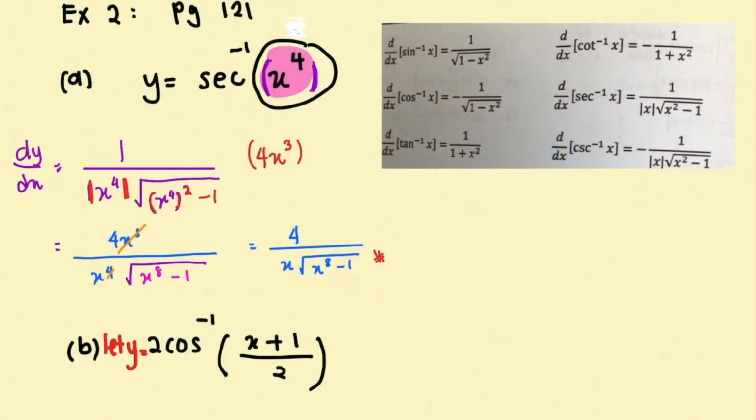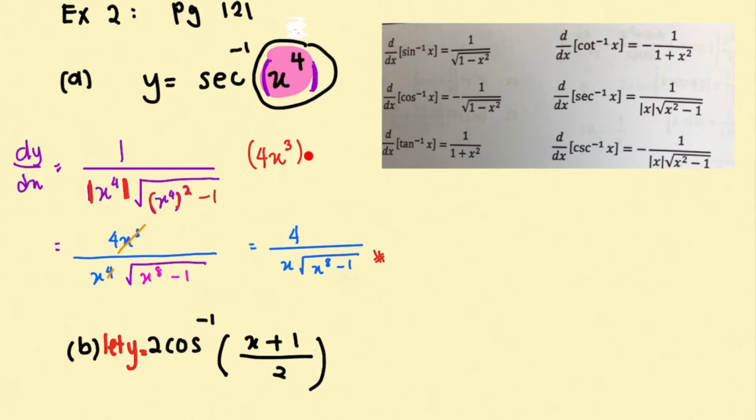Let's see example 2. You have y equal to inverse secant x to the power of 4. So we can see that this is a composite function, so we need to apply the chain rule here. So differentiate outside first, inverse secant. Inverse secant u is 1 over modulus u square root of u squared minus 1. Okay, so let's rearrange everything here, and then further differentiate u. This is just 4x cubed.